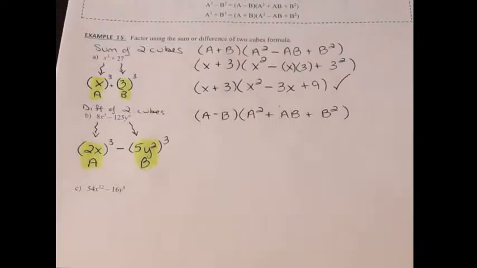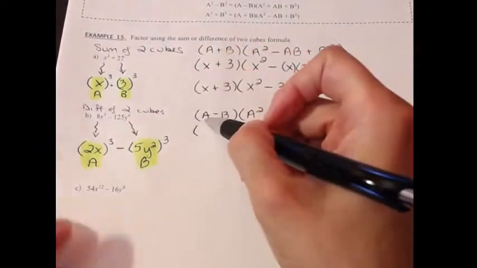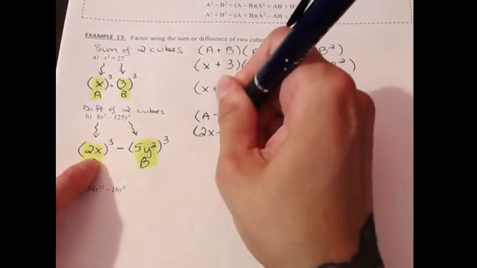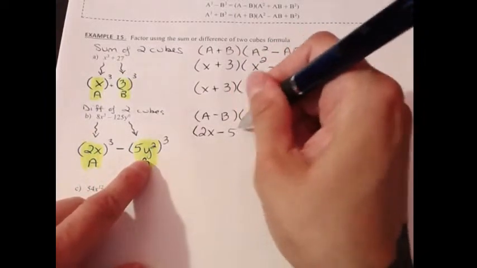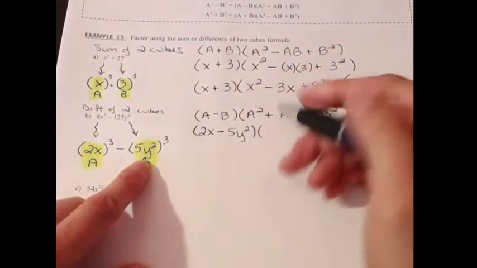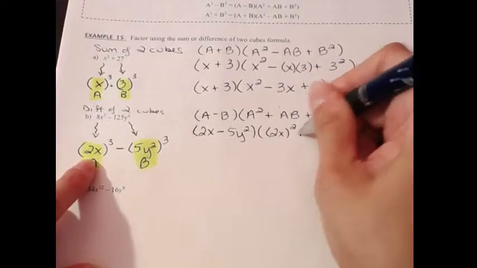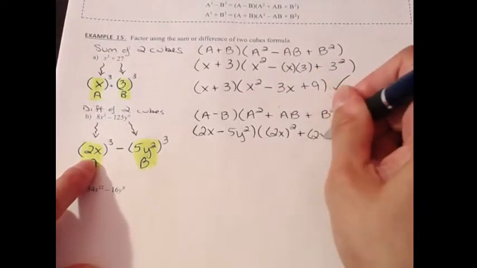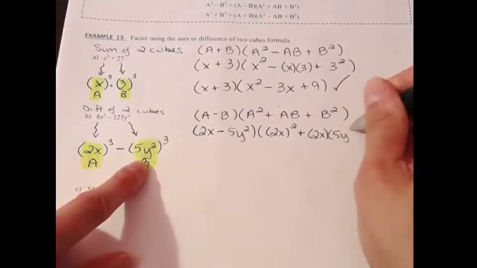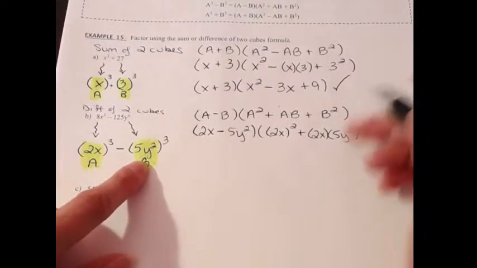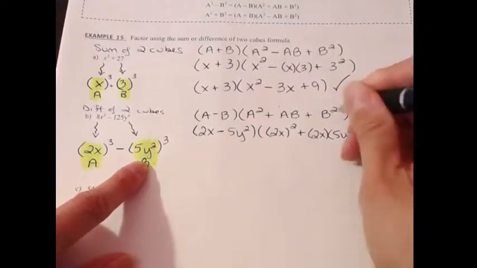Now, as long as you're okay with this, and you can type into the chat if you're not very comfortable with this at all, I'm actually going to replace it from left to right very carefully, without just picking the A's and then just picking the B's. I'm going to replace from left to right. A is 2x minus B is 5y squared. Perfect. A is 2x, and we're squaring it. Plus, A is 2x, B is 5y squared. Plus, B is 5y squared, and I'm squaring it.